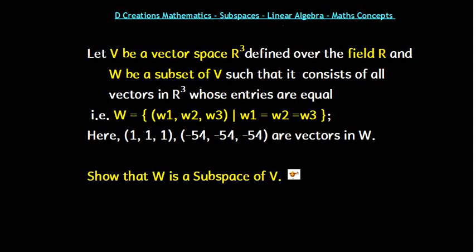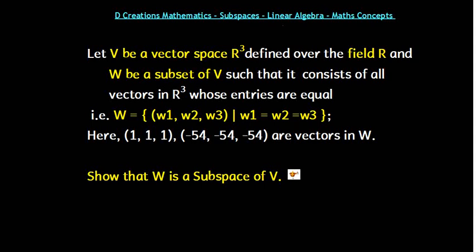Now here W is a subset of V, such that it consists of all the vectors in R^3 with equal entries. So if it consists of three elements W1, W2, W3, all of them are equal. Numerical examples you can see here: (1, 1, 1), (-54, -54, -54), or (2/3, 2/3, 2/3). All of them are going to be examples of W. Now we need to show that W is a subspace of V.